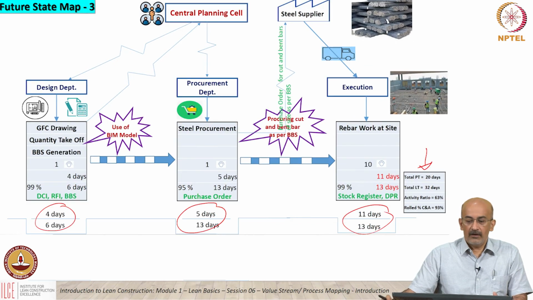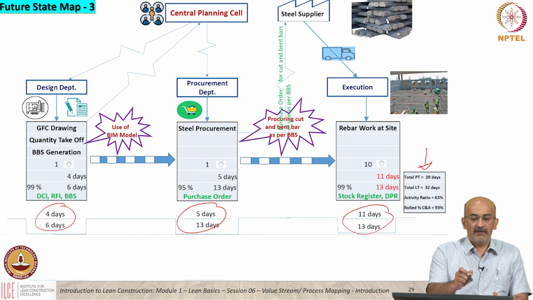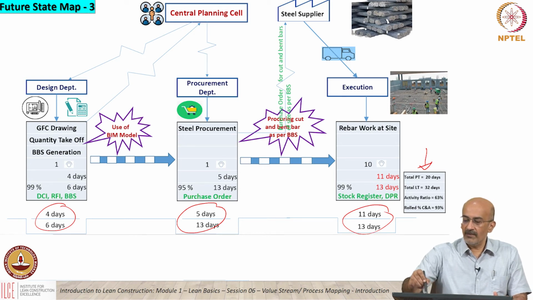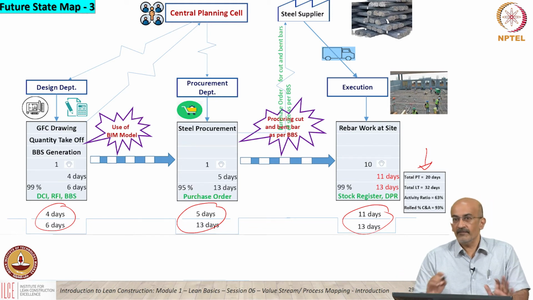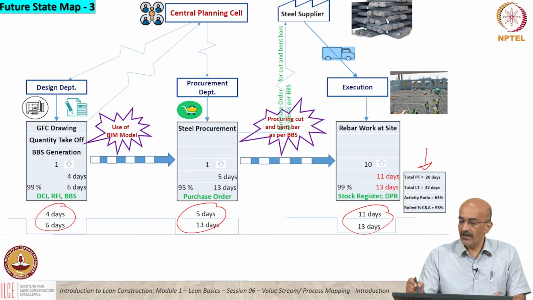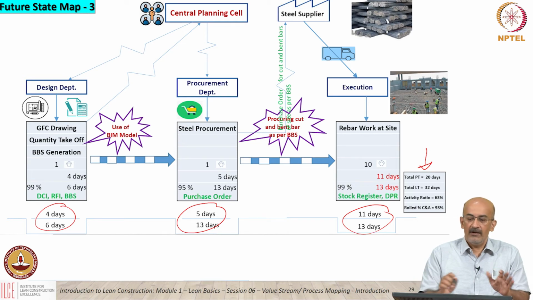Then I go in now with another future state map 3, where I'm using the BIM model and I'm not going to do rebar cutting and bending at site. I'm going to use a rebar center to supply cut and bent rebars. Again I have improvements in my processing. Now the only time I will require here is to actually place the rebar. There also we can improve. So such improvements can be brought in.